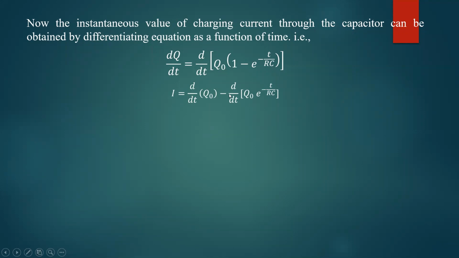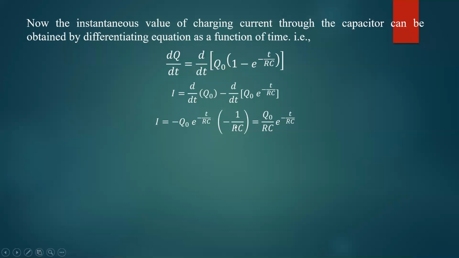So d by dt of Q naught minus d by dt of Q naught into e to the power minus t by RC. Opening the bracket, this becomes Q naught minus Q naught into e to the power minus t by RC. Two terms come, and we have to differentiate both terms. Q naught is constant, therefore the derivative of Q naught is 0. You will get I equal to Q naught into e to the power minus t by RC. Then you have to differentiate t by RC with a negative sign. The derivative of t by RC with the minus sign is minus 1 by RC.